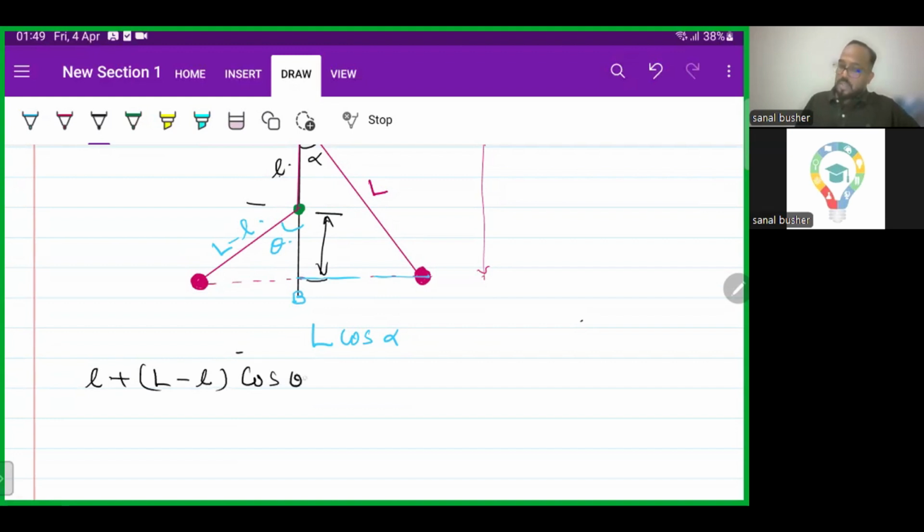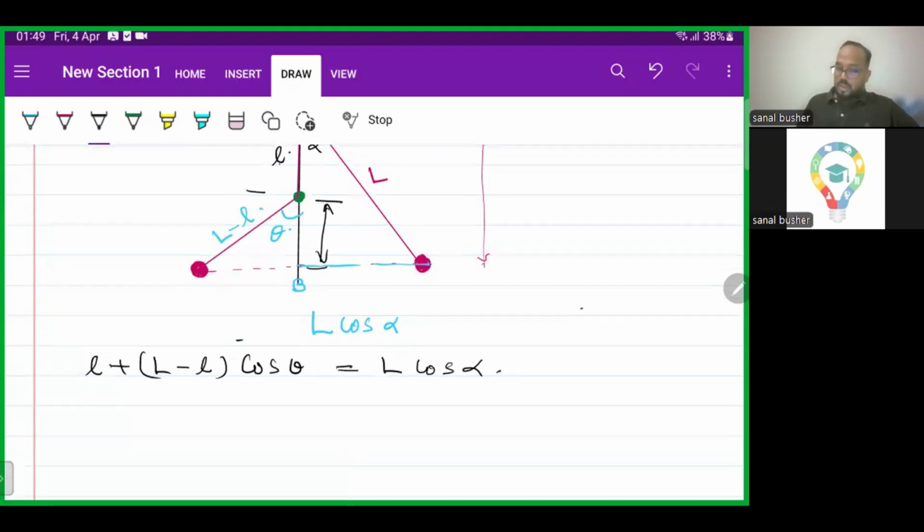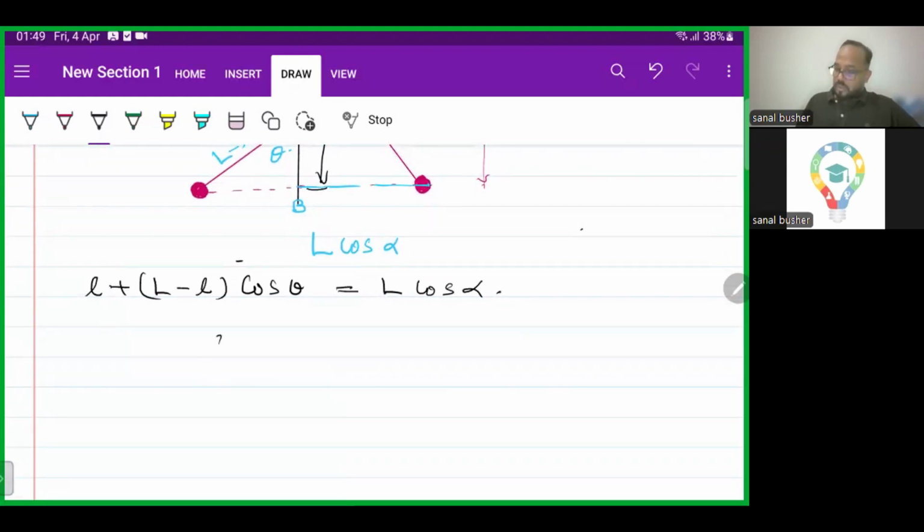cos theta. When you consider this one, this is the angle theta, right? So the adjacent side you require means cos theta will come. This is exactly equal to L cos alpha. From here, you solve for cos theta. Cos theta will be equal to (L cos alpha minus l) upon (L minus l), right?